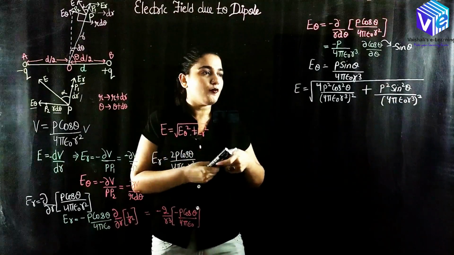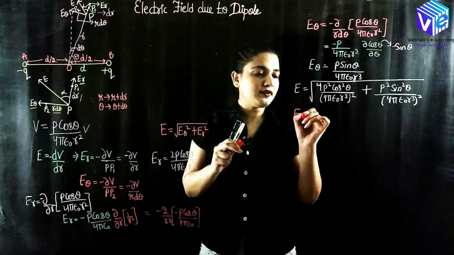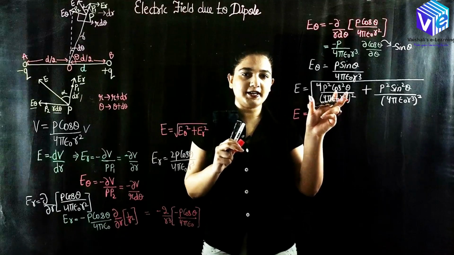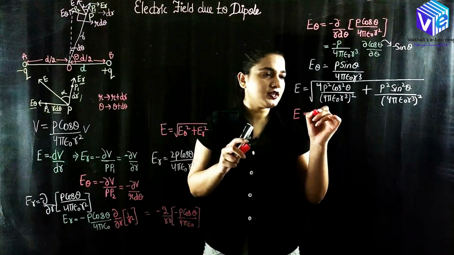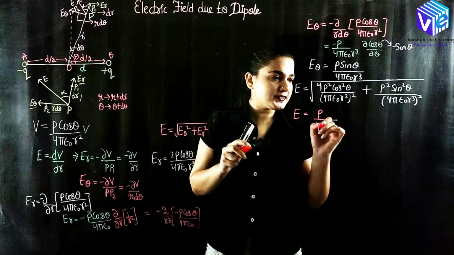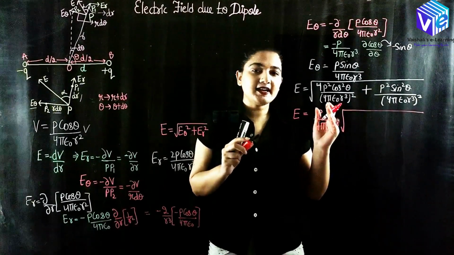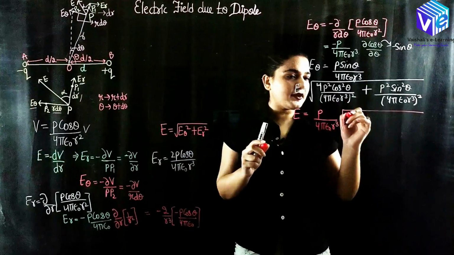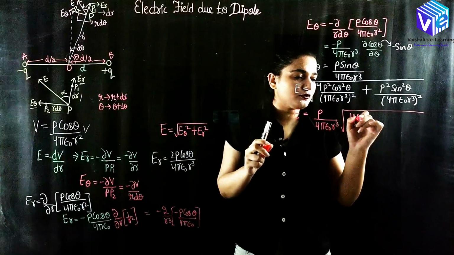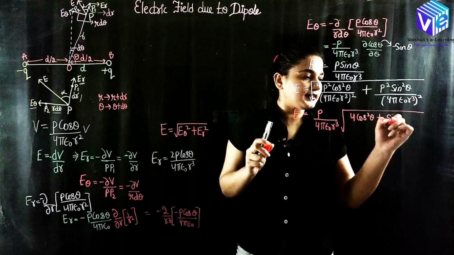Okay, so now what will we be doing? We will be taking all of the things which are common outside the under root. So what will be left? Here we have p upon 4 pi epsilon naught r cube. These things I can take outside the square root, and I am left with 4 cos square theta plus sin square theta.